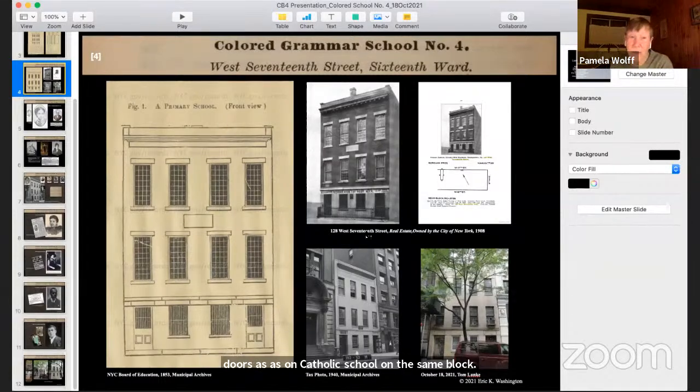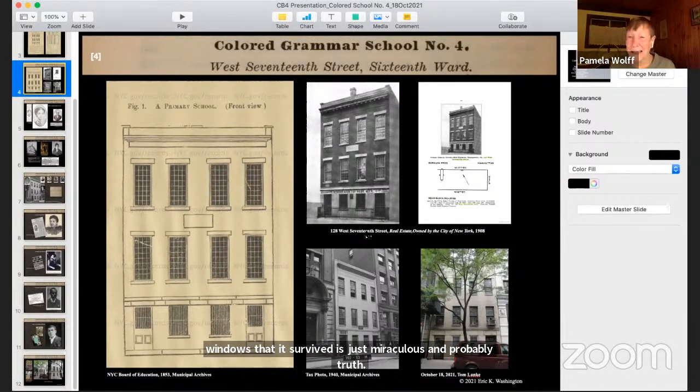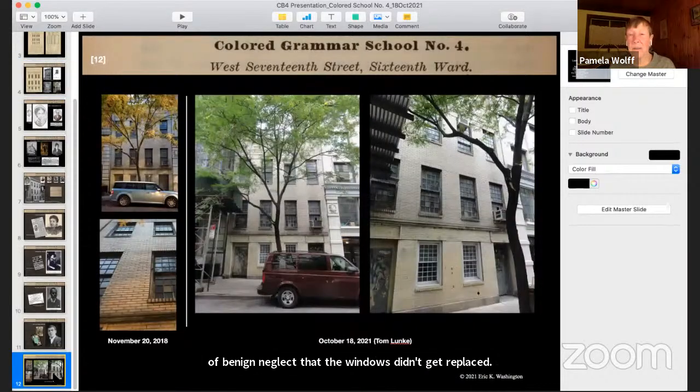That's fascinating. Also fascinating is the fact that the windows, the divisions of the lights of the windows, survived is just miraculous, and probably through decades of benign neglect that the windows didn't get replaced. I would offer to Eric that perhaps he would consider reaching out to the neighborhood group Save Chelsea for some further support from the community as far as you're approaching the Preservation Commission.